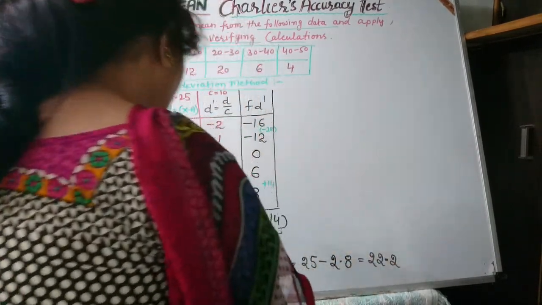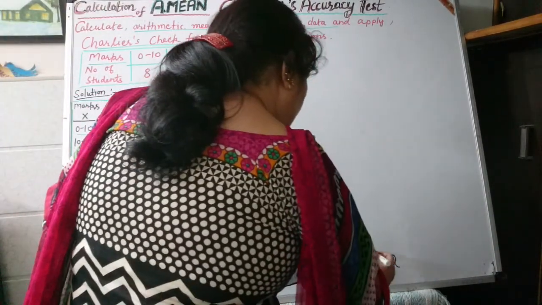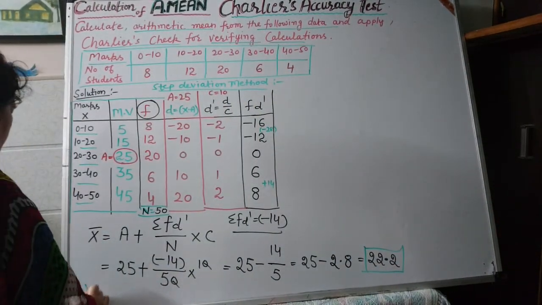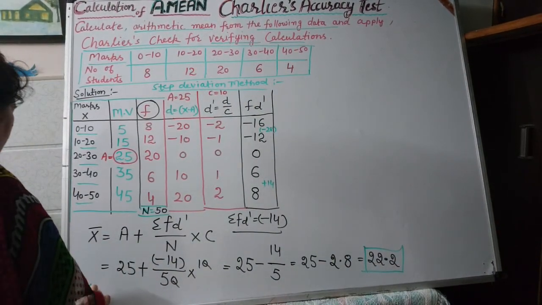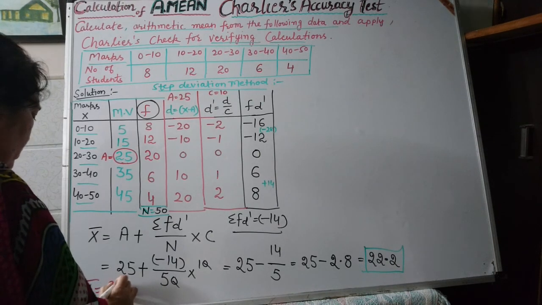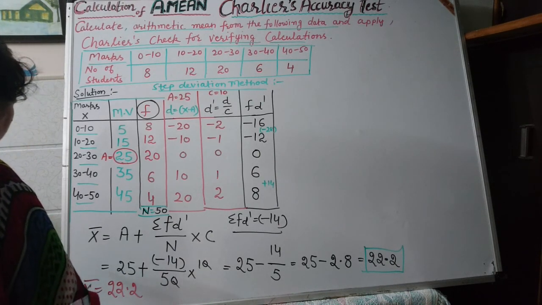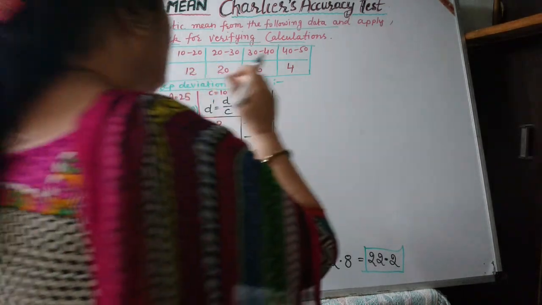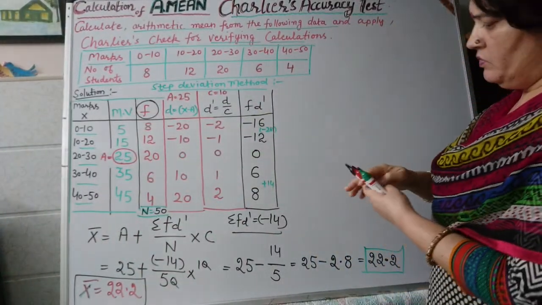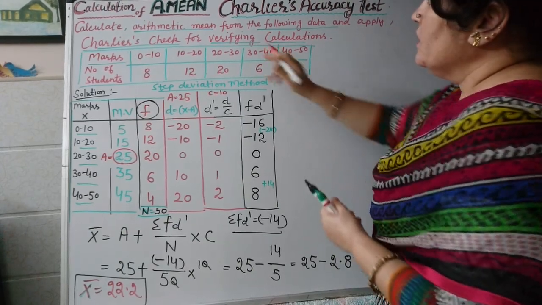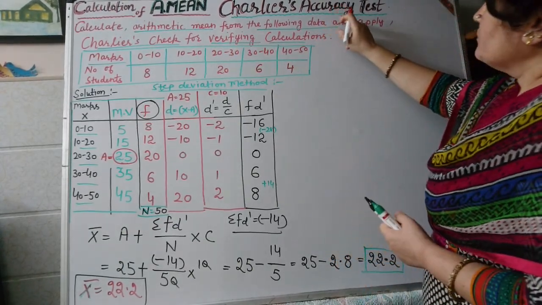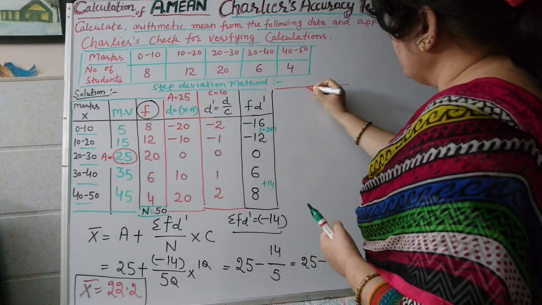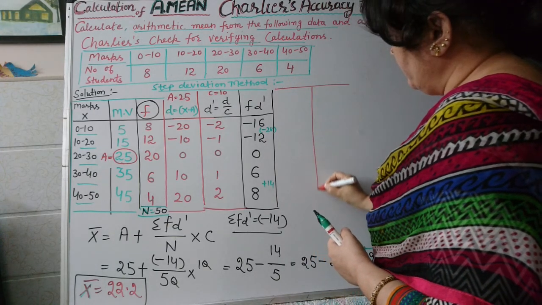So this will be the 22.2 is the answer of arithmetic mean. So arithmetic mean x bar is equal to 22.2. Now we have to verify our answer, either the answer is correct or not. So I am applying Charlier's accuracy test. For this I am preparing two more columns.